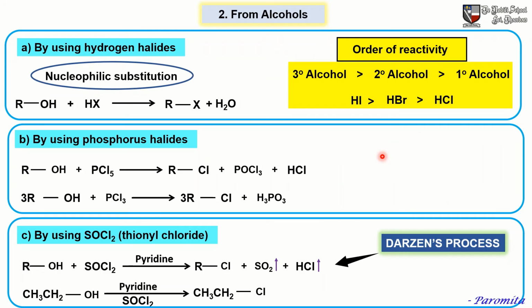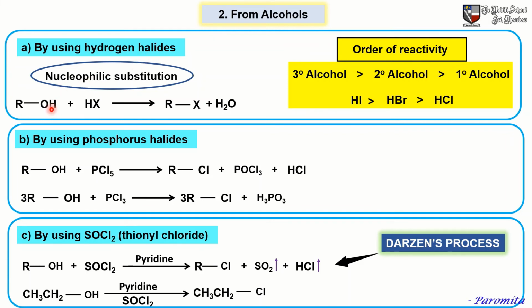Now let us discuss the preparation of alkyl halides, RX, from alcohols. This is the most convenient and the most widely used method for the preparation of alkyl halides. This method involves the replacement of OH of an alcohol by the required halogen atom. So this conversion of alcohols to alkyl halides can be carried out by the following methods. The first method is by using hydrogen halides.